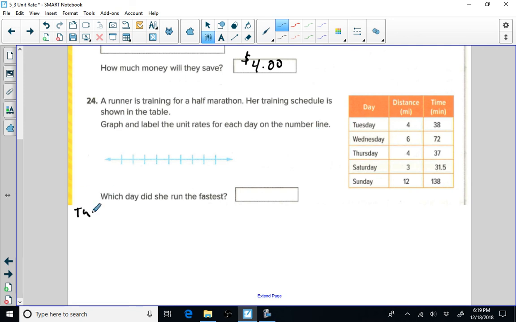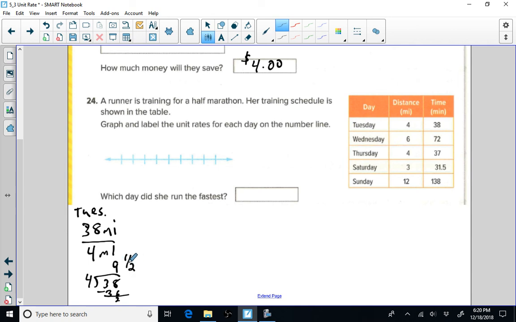All right, so let's start with Tuesday. For Tuesday, we have 38 minutes for 4 miles. I was going to say 38 seconds, that'd be pretty fast, but it's 38 minutes. So we divide 38 by 4. 4 into 38, 9 times 4 is 36. Subtract, we get 2. So that's 9.5, because that'd be 9 2/4.